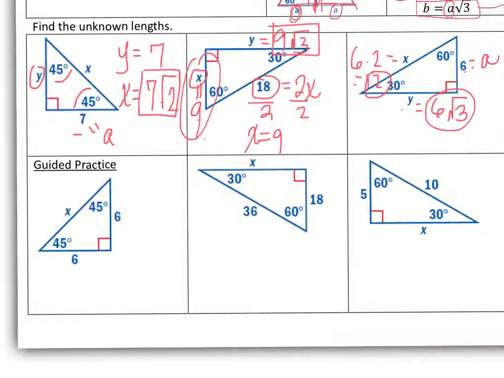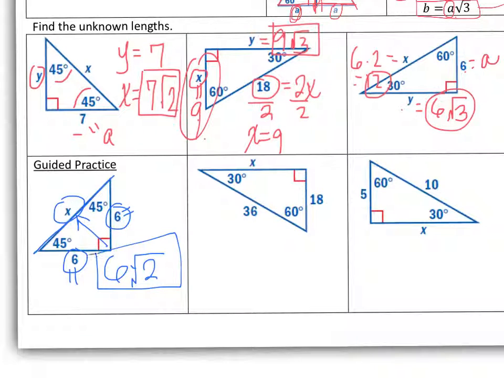Okay, so let's take a look again at the 45 degree triangle. If I have two side lengths that are the same, and if we're looking for the hypotenuse, then all I have to do is take either one of these, 6, and multiply it by square root of 2 to find out the length of this hypotenuse.